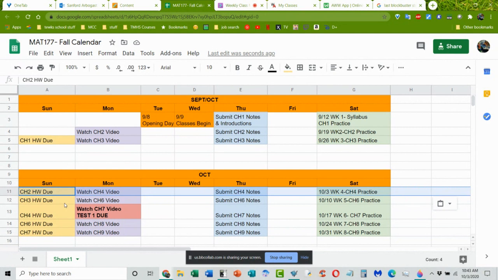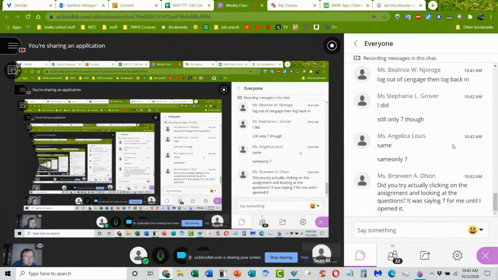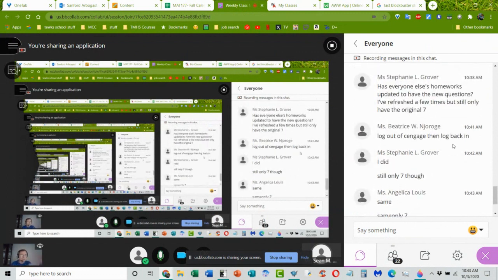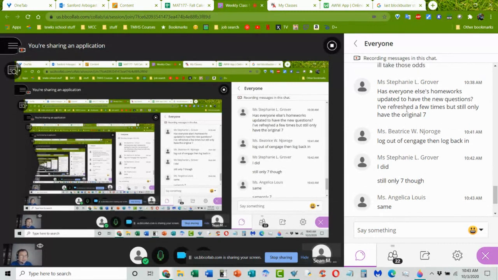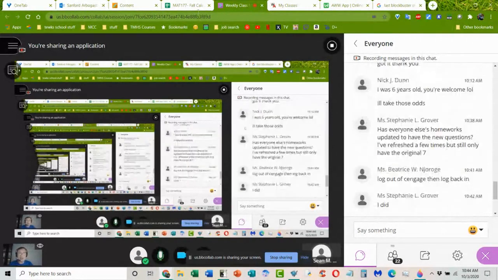Chapter 3 homework is due tomorrow. The test will open up here tomorrow, and then you'll have all week to work on it. Because I added those problems after everybody probably logged in, if you log back out or refresh, they should come back. You have to close the homework and then open it back up, and those should pop up. It's weird. I think it must have copied from the wrong semester when I made the course, because I had them last semester, and they were in there.